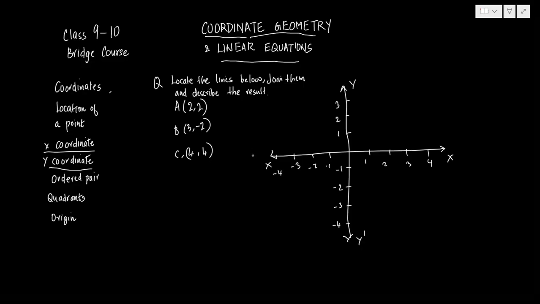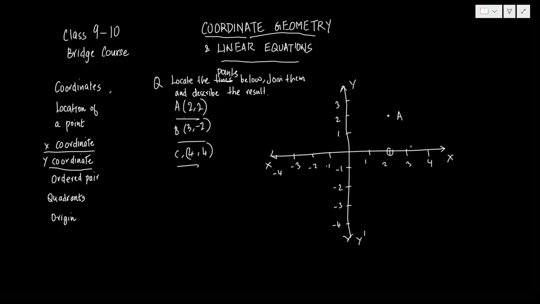Okay, so let us look at an example. Look at this question. Locate the points below, actually, join them and describe the result. So we have 3 points. We need to locate them on the Cartesian axis. And then we have to join them. Let us see what happens. So the first point is 2, 2. So this is 2, this is 2. So the first point is here.